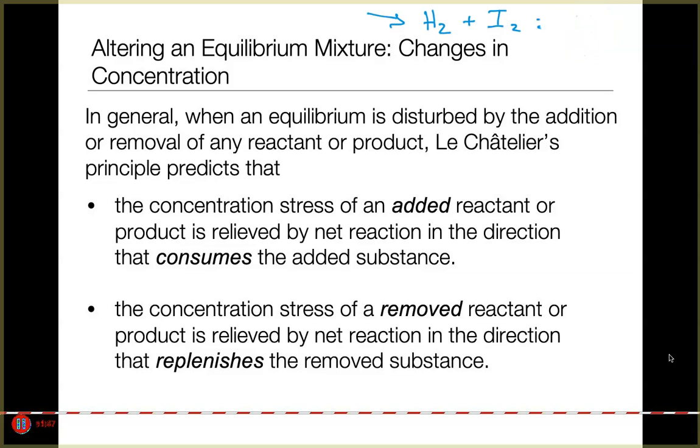Oops, let me get rid of it. Made it a mess. Equilibrium with 2HI.